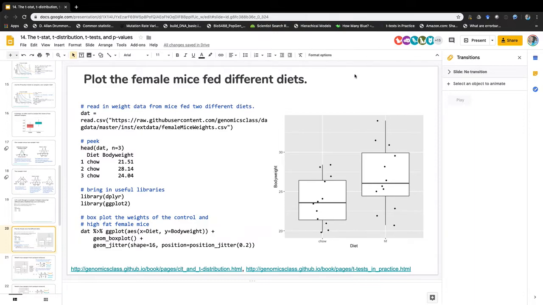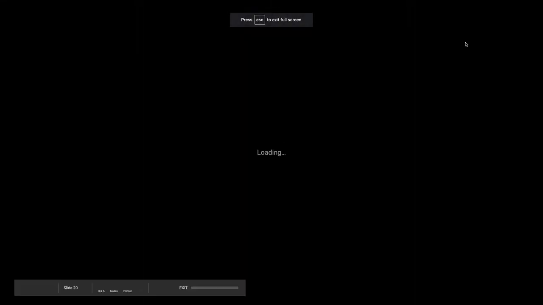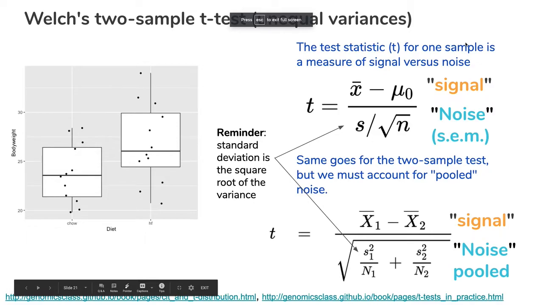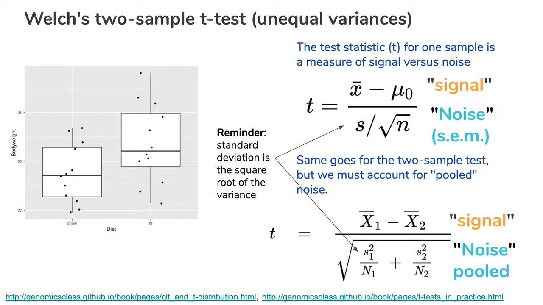Okay. So how do we do this? Let's revisit this signal to noise problem. In the one-sample t-test, remember we're just comparing the sample mean to the population mean, and calibrating it by the standard error of the mean that we calculated for our sample.